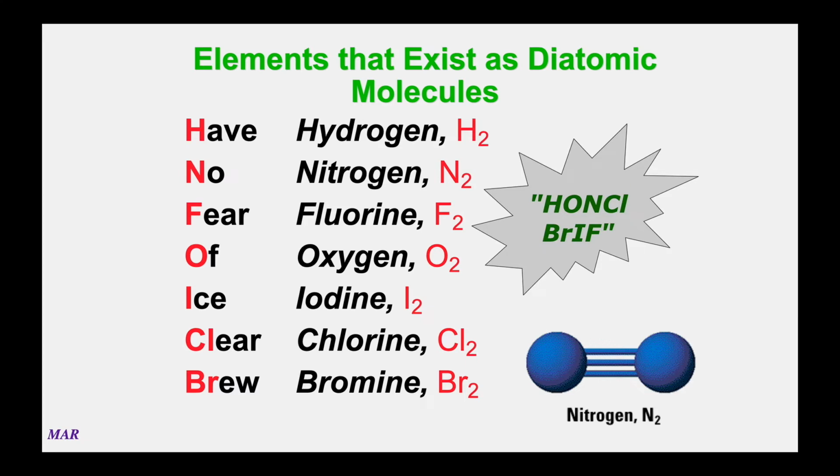Now, some people like using the expression Honkel Briff, which is in the star right there, and that's fine. And there are several other sayings like this, but these 7 diatomics are going to be really important to us in the next section. So hang on to this piece of knowledge. These are going to come back. Again, I want to repeat, though, most of the elements on the periodic table exist as single pieces. So if the element is not on there, then more likely than not, it's a single atom. So as I said, magnesium and sodium and helium and xenon are not have no fear of ice clear brew. So you don't have to worry about it. But if you are dealing with oxygen or bromine, then you've got to think about it as a diatomic.